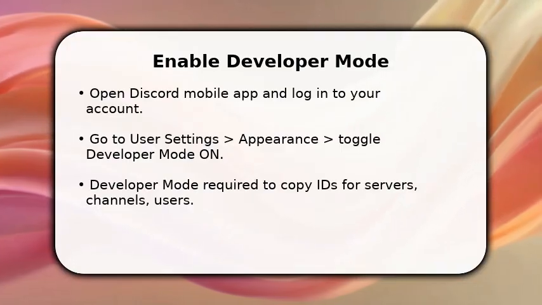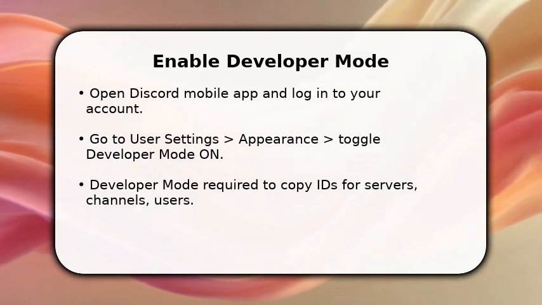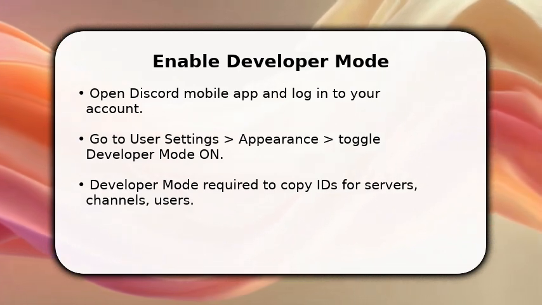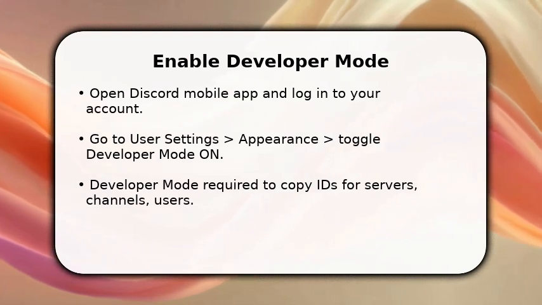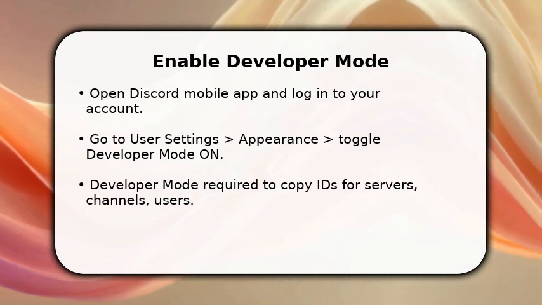You start by enabling developer mode so Discord exposes IDs you can copy. This is required. Open the app, tap your profile icon to reach user settings, then appearance. Once there, toggle developer mode on. Make sure to wait briefly for settings to save. You'll know it's active when the switch stays highlighted.